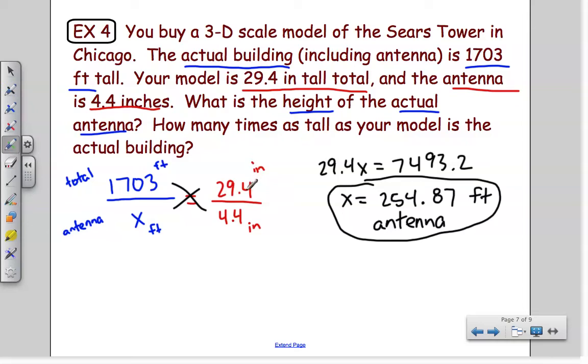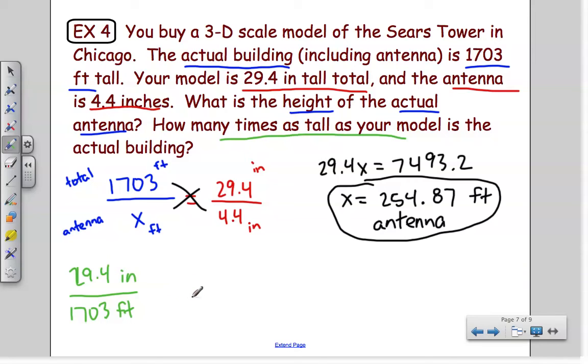The next part might actually be the trickiest. How many times as tall as your model is the actual building? How many times as tall? Well, there's an issue. Now the feet and inches thing is a problem. If I look at total height, my model was 29.4 inches, right? That's the model. Compared to the actual building being 1,703 feet tall.